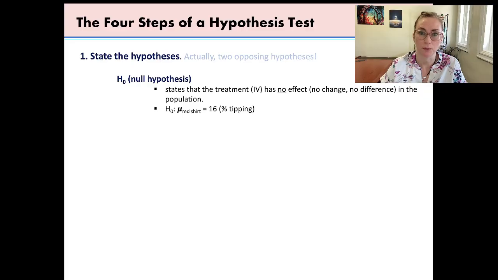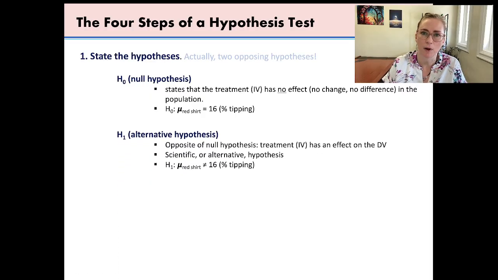So whatever my treatment was, my IV, my independent variable, the thing that I manipulated, for the null hypothesis, I would expect no change to happen. In your textbook, they use the example of tipping. If female waitresses wore red shirts, would male customers tip more? And so we start with the average tipping without any kind of manipulation of 16%. So here the null hypothesis states that it will stay at 16% and it's not going to change.